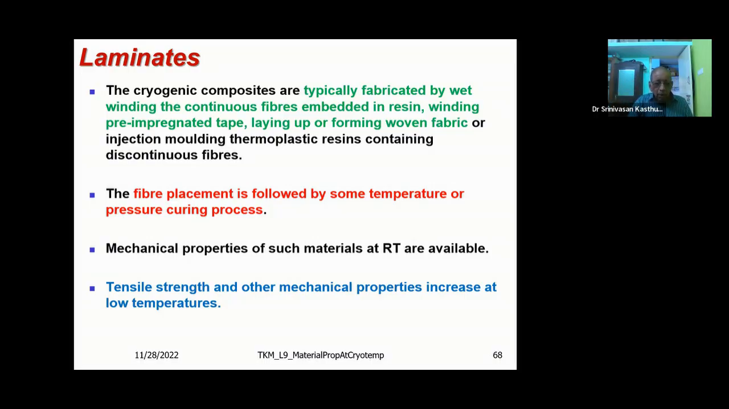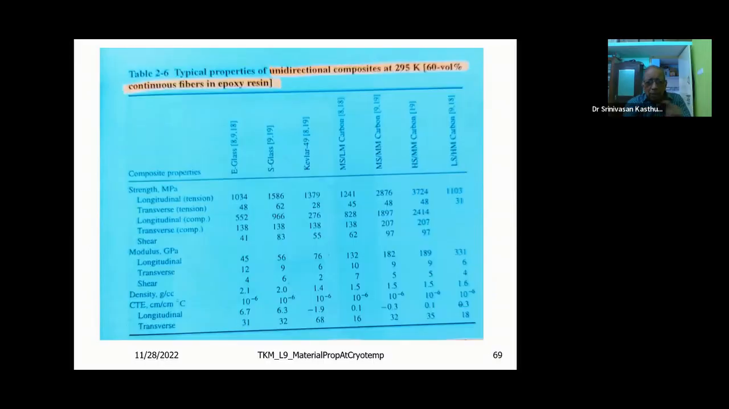Now, the mechanical properties, most of them are available at room temperature, but what is known is that the tensile strength and other mechanical properties generally improve at low temperature. Okay, and this table gives you the composite properties prepared with the glass, S glass, Kevlar fiber, all those various different fibers. What is normally used is 60% volume percentage of continuous fibers in the epoxy. That means 40% is resin and 60% is the fibers.